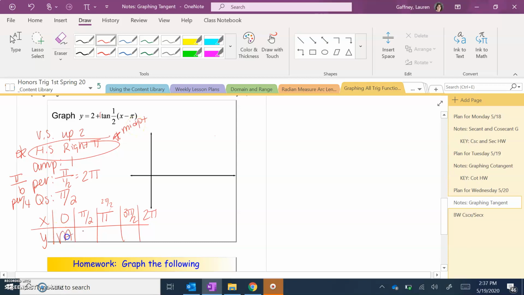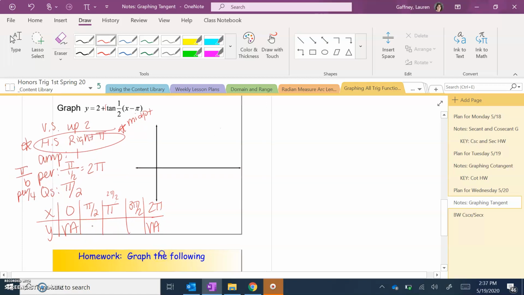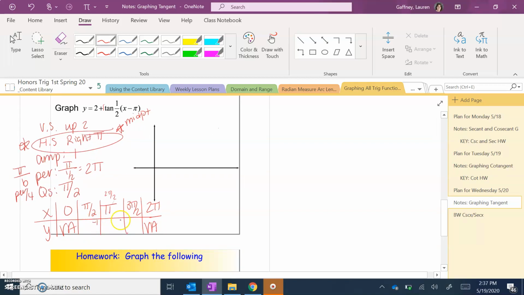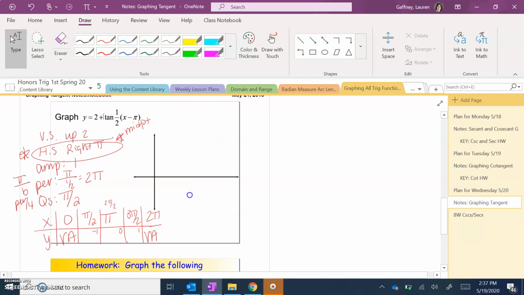Okay, so remember your endpoints are your VAs. And then the pattern for tangent is the opposite of cotangent. So -1, 0, 1, which makes sense because they're reciprocals. So this portion, if we would put in pi over 2, would come out to -1. So 2 minus 1 is 1. 0 would leave us with 2. And if it came out to 1, that would create 3.